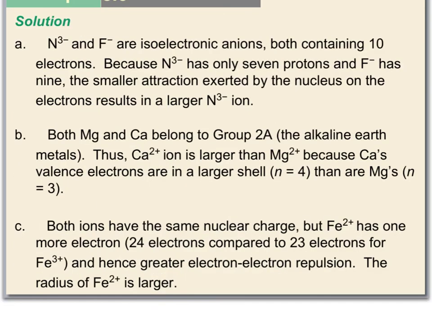For the first pair, these are isoelectronic. However, nitrogen having a larger 3- charge results in the ion being much larger than the fluoride ion. For the second, calcium is lower on the table than magnesium, so it starts off with a bigger atom, therefore the calcium ion is going to be bigger than the magnesium ion. For the third, the electron configurations show one more electron in the Fe2+ than the Fe3+. This results in a larger Fe2+ ion.